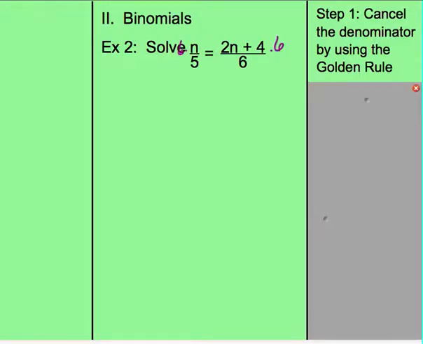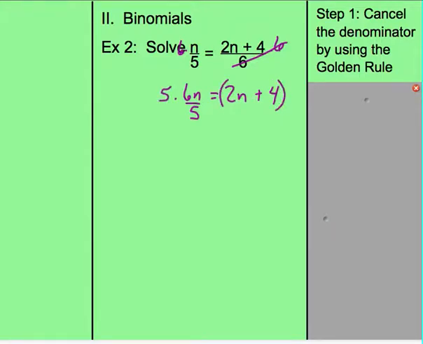Why am I multiplying by 6? To cancel my division by 6. So on the right-hand side, I have 2n plus 4. On the left-hand side, I have nothing to cancel with that 6, so I get 6 times n over 5. I'm going to repeat step 1 because I still have a denominator. So I'm going to multiply both sides by 5.